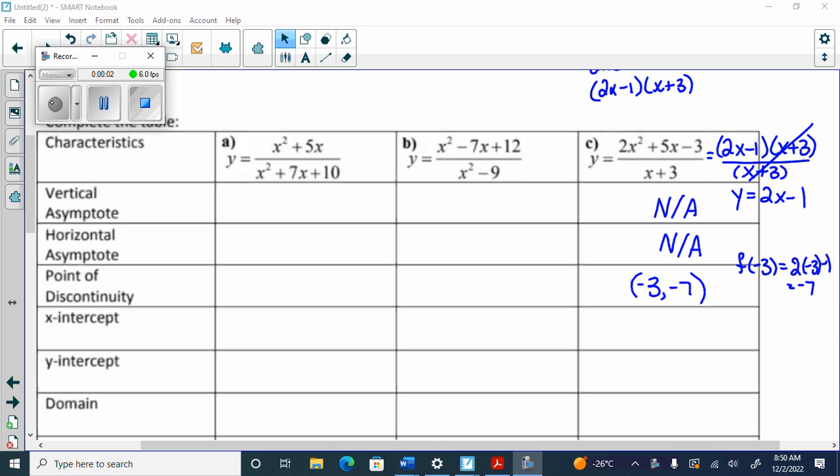Top, we factor the bottom, and the bottom cancels. All we were left with is y equals 2x minus 1. We agree? So we are going to draw that line. That's the graph that we're given. When everything cancels off and your point of discontinuity cancels off, you're left with the graph.